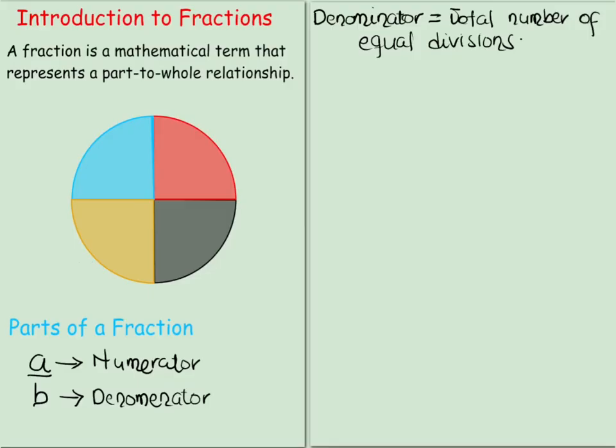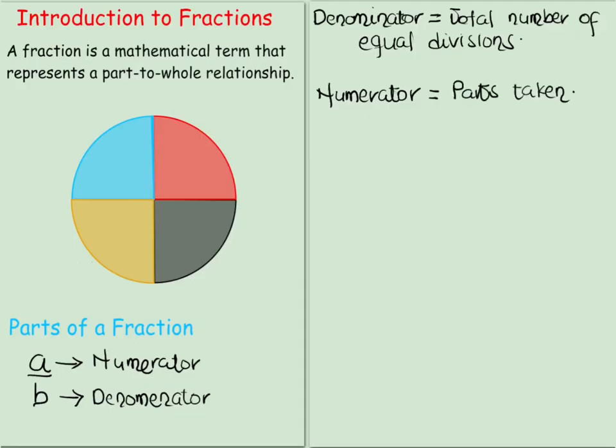On the other hand, the numerator, which is usually at the top, is telling you that out of the total number of divisions, how many are you picking out? So we can say the numerator is the parts taken. The last one, the fraction bar, is simply "divided by".